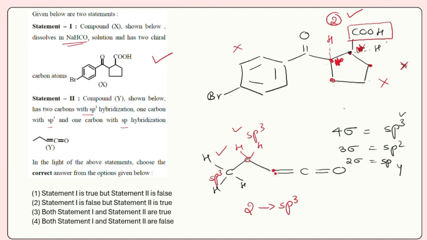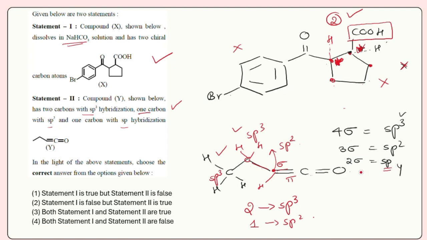Now, let's analyze this particular carbon. 1, 2, 3. Because when you have double bond, one will be sigma, the other one will be pi. So ignore the pi. 1, 2, 3. 3 sigma bonds means this is sp2 hybridized. So there is one sp2 hybridized carbon. So do we have one sp2? Yes, right? Let's check this carbon. There is only one carbon left now. So you see it's linear. When will it be linear? When it is sp hybridized.